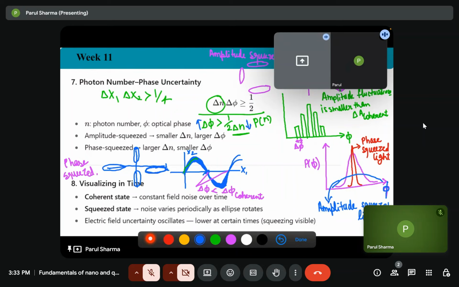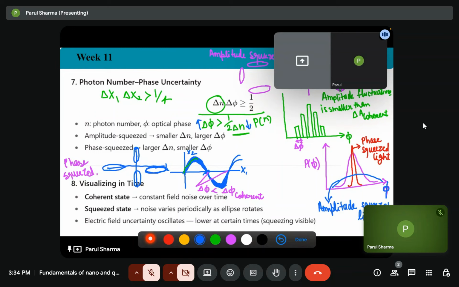So for example, photon number states. In case of photon number states, delta n is equal to 0. That is, fluctuations in photons are 0. So here in the slide we saw that if amplitude squeeze has smaller delta n and larger delta phi, phase squeeze has larger delta n and smaller delta phi. And with time, for the coherent state, there is constant field noise over time, whereas for the squeezed state, noise varies periodically as the ellipse rotates.